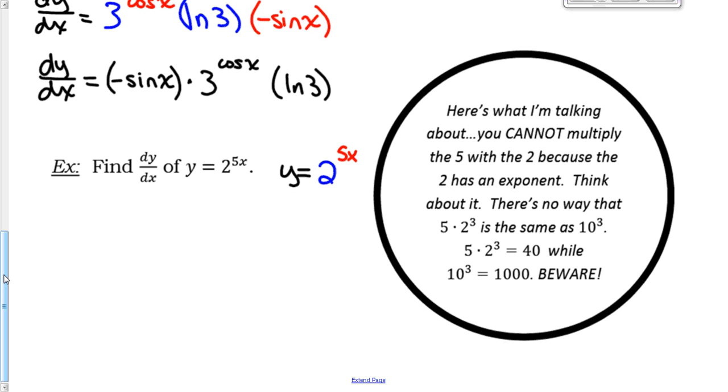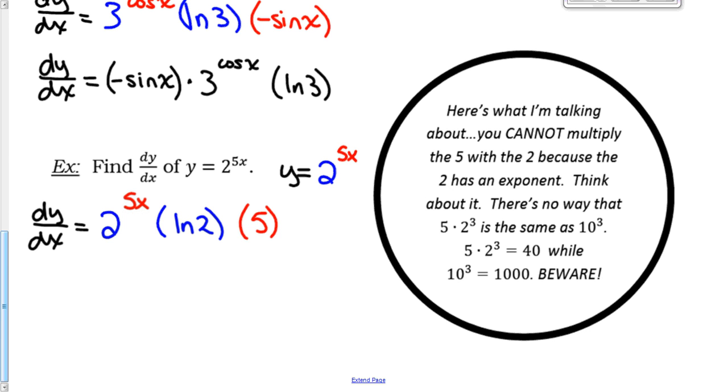So with this one, when I find my dy dx, again, I've got a chain rule. So I'm going to start with the base, 2 raised to the 5x. The derivative of the outside is 2 raised to the 5x times natural log of 2, natural log of my base. And then I need to multiply by the derivative of the inside, and my derivative of the inside is 5.